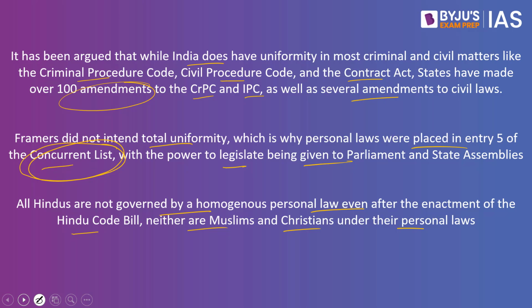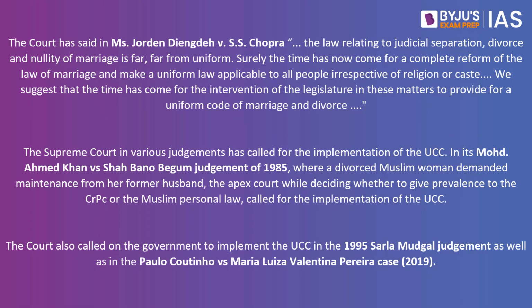In a number of judgments, it has already observed, in Jordan Diengdeh and SS Chopra, that the law relating to judicial separation, divorce and nullity of marriage is far from uniform. Surely the time has come for the complete reform of the law of marriage and to make a uniform law applicable to all people irrespective of religion or caste. We suggest that the time has come for the intervention of the legislature in these matters to provide for a uniform code of marriage. So the Supreme Court has said that it is not our domain. It is for the legislature to decide. You come ahead, and in case there is any interpretation that we have to look at, we will look into it.